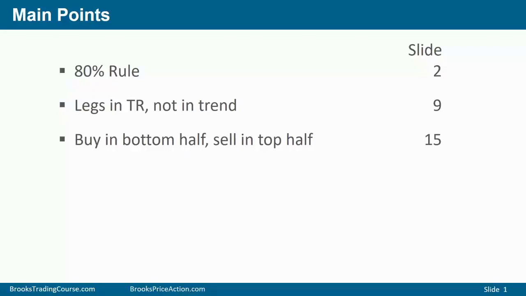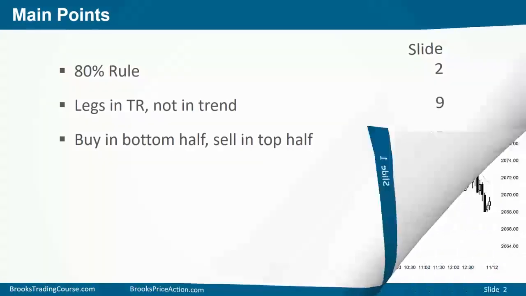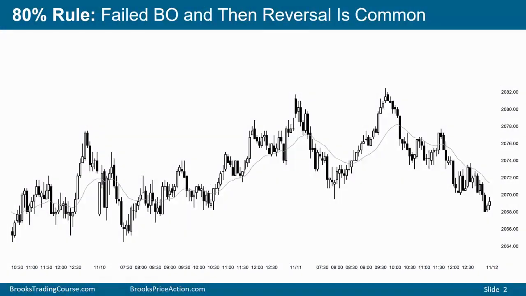When the market's in a trading range, traders want to buy in the bottom half and sell in the top half. The market is in a trading range. There's a smaller range. The whole thing is a trading range by the end here.